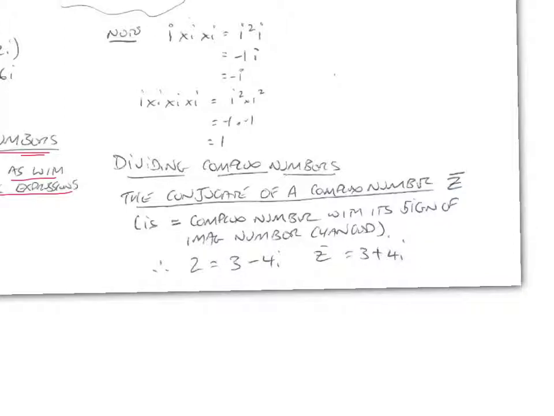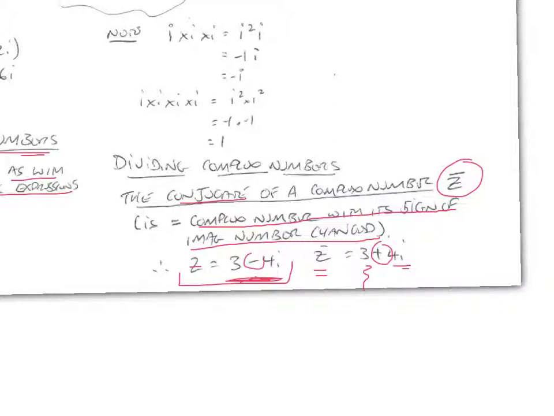Okay, so we're going to look at how to divide complex numbers. But before we do that, let's just make mention of the conjugate of a complex number. That's known as z bar, okay? And the conjugate of a complex number is equal to that complex number simply with the sign of its imaginary number changed. So if a complex number z is equal to 3 minus 4i, the conjugate z bar of this complex number is 3 plus 4i. So we've changed the sign from negative to positive. That's how we find the conjugate. We change the sign of the imaginary number.